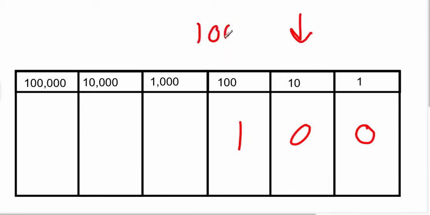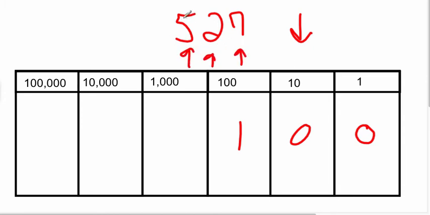So a 100 has nothing in the ones place, nothing in the tens place, but a 1 in the hundreds place. If I had, let's say, 527, what a unique number. 527. Well, what's in the tens place? A 2. What's in the ones place? A 7. What's in the hundreds place? 5. So that means there's 5 groups of 100, 2 groups of 10, and 7 groups of 1.